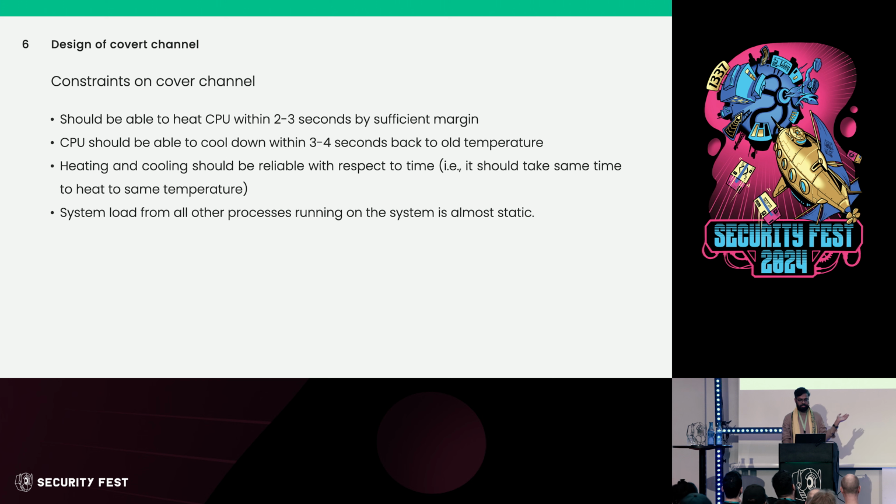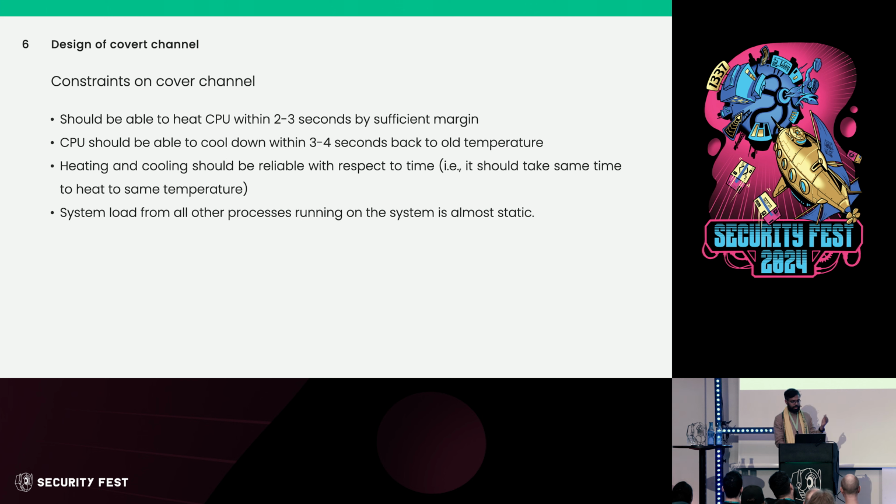Okay, now here are the practical constraints. We should be able to heat the CPU by a sufficient margin within 2 to 3 seconds max. Longer than that and our heatsink starts heating up, which we do not want. We have a timing constraint here. Similarly, the CPU should be able to cool down back to normal temperature within 3 or maximum 4 seconds. Again, because I don't have that much patience.